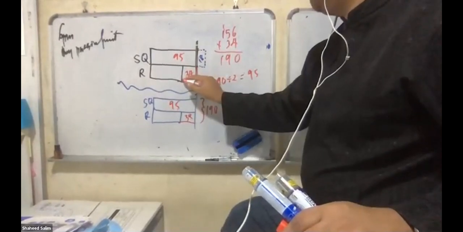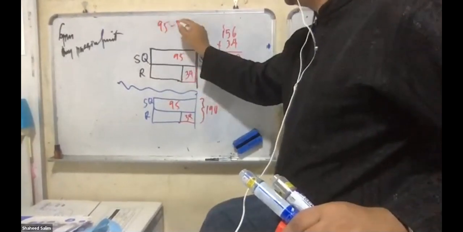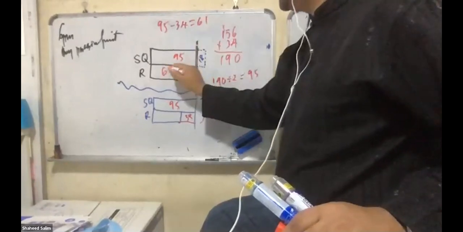Royston would have 95 minus 34. So 95 minus 34, you get 61. This is 61.